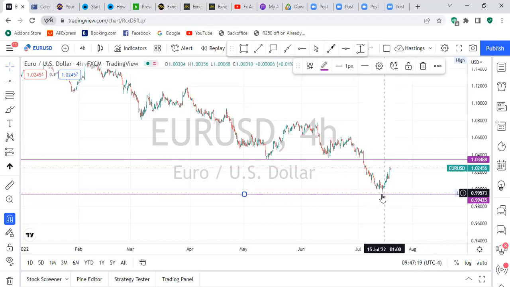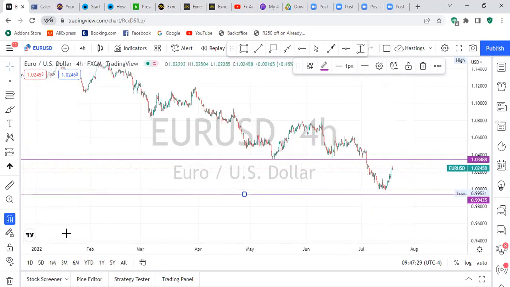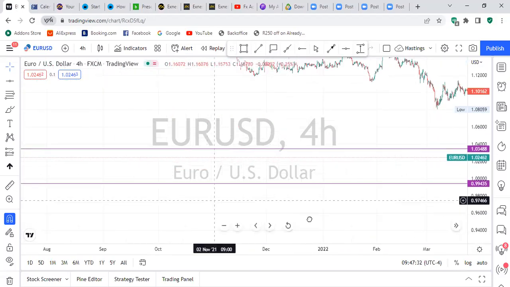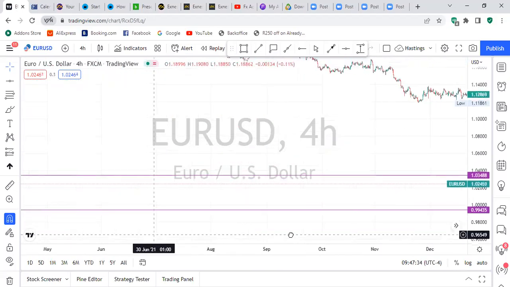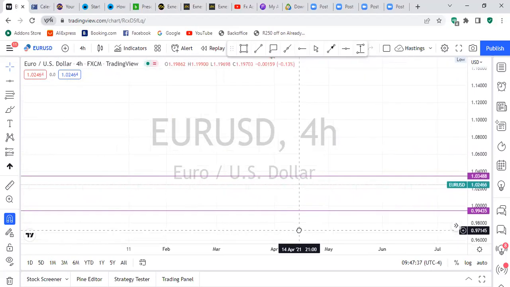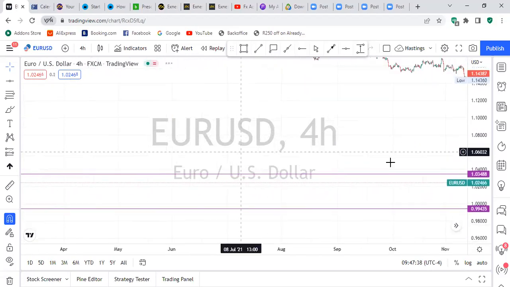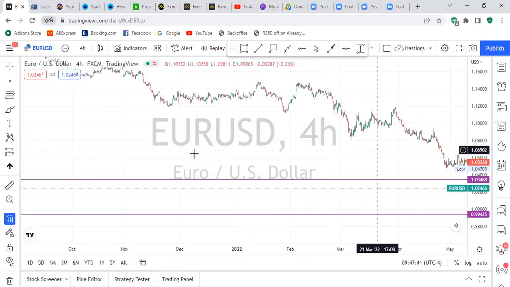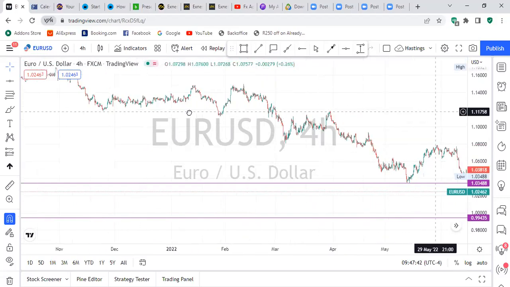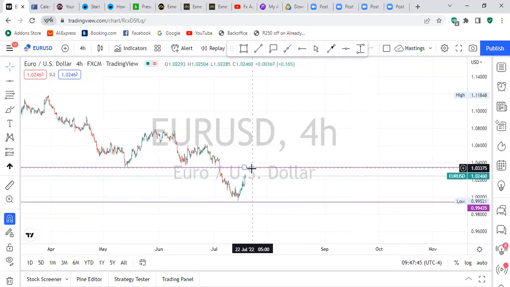But here previously, it was obvious that it was supposed to go and test this resistance. It is supposed to because that is my last support. If I look here at the back, there is no other support. You see, the chart is clean. So it is obvious that the price is going to test this resistance now.